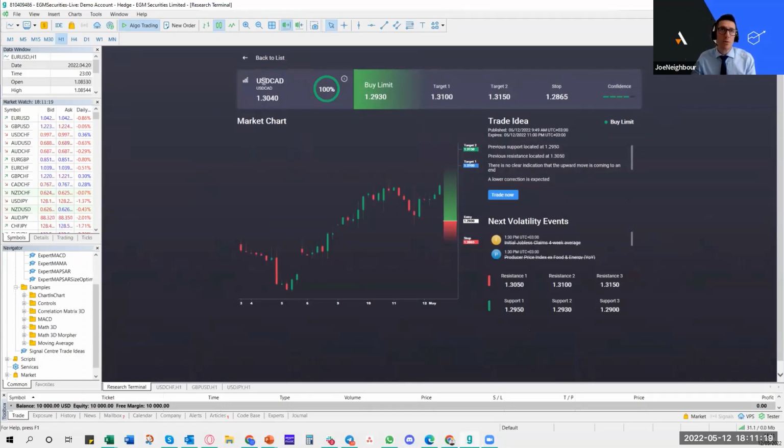We've got the name of the asset, which we already know is $CAD. We've got the current price. We've got this radial gauge here, which says 100%. And what that represents, if you hover the mouse over the information icon, is short-term news sentiment.